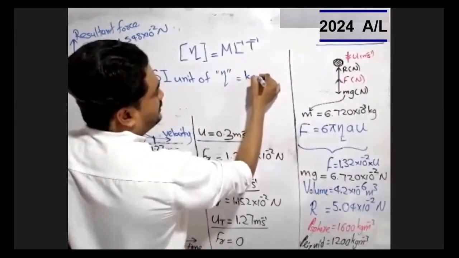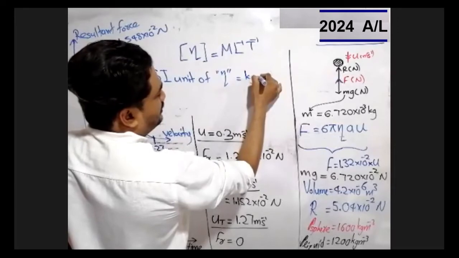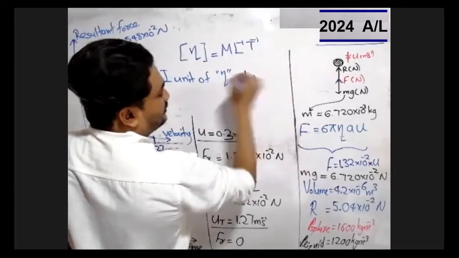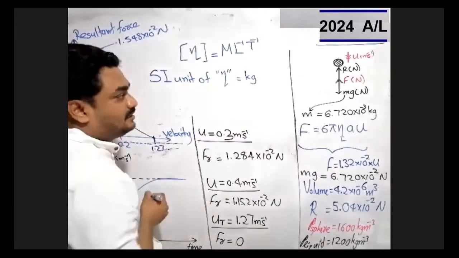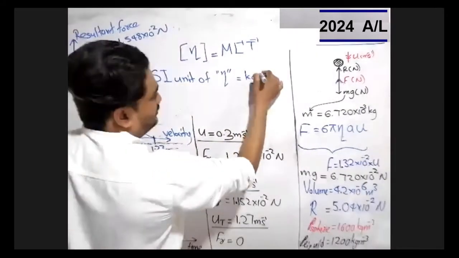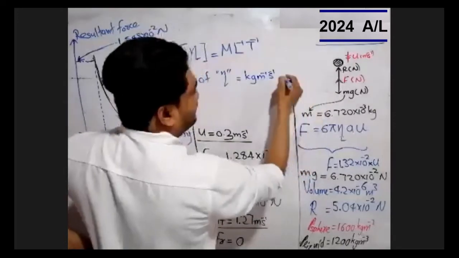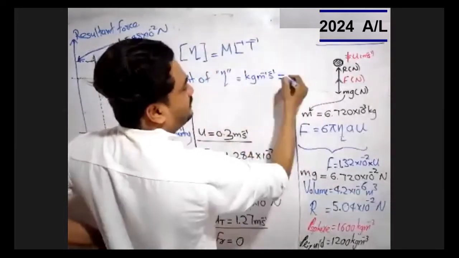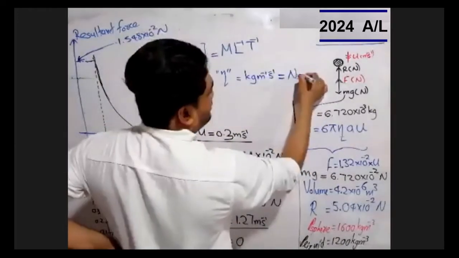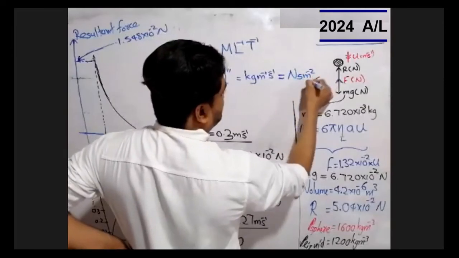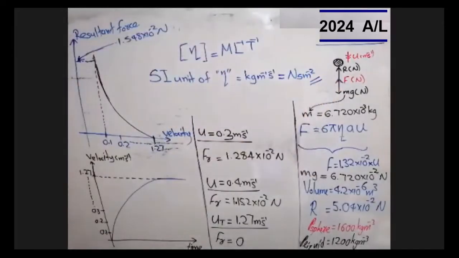kg m minus 1 s minus 1, but there is a simpler unit than that. Didn't I give this one? Newton seconds per square meter.